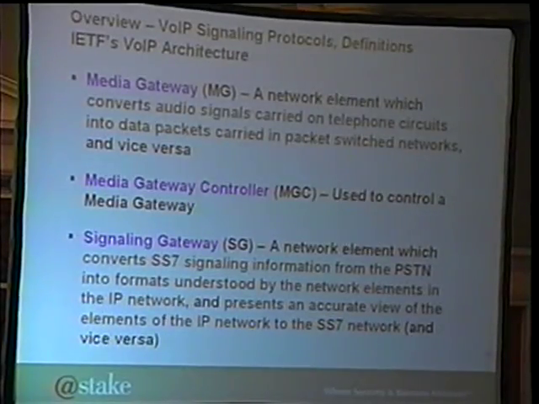The first gateway that we need to have is the media gateway. It's the element which converts audio signal carried on the telephone circuits into data packets, and of course, vice versa. This gives us the ability to actually get the voice samples. Then there is the media gateway controller, which is controlling the media gateway, and a signaling gateway, which connects the signaling used on the IP network with the signaling used on the PSTN, which is the Signaling System 7 network.